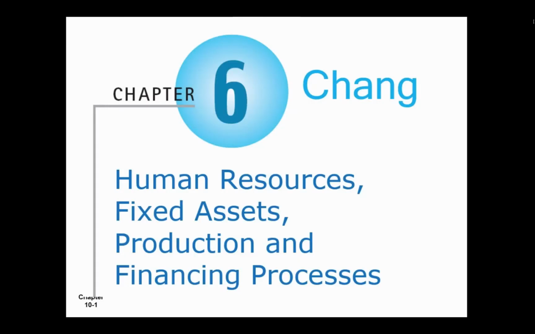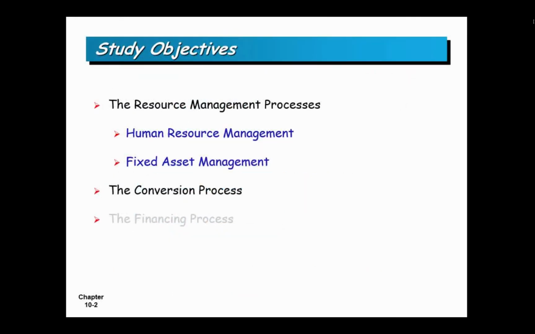Okay, so Chang Chapter 6 kind of groups together a bunch of the other processes that are part of any accounting system. HR, fixed asset, production, which is really conversion systems, and financing. We will talk about 3 of the 4 of these. We will talk about HR and fixed assets. We will talk about the conversion process. We won't talk about financing, which is why it's grayed out.